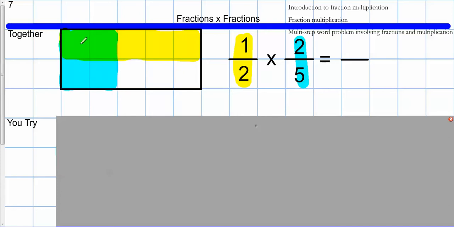So my answer is, how many green squares are there? There's 2. So that's my numerator. Okay, 2 is my numerator. And how many pieces are all together? 1, 2, 3, 4, 5, 6, 7, 8. There are 10 all together. And I can simplify that to be 1/5. So this is just a way of showing using boxes as opposed to just straight up multiplication. Okay, get the same answer. 1 times 2 is 2. 2 times 5 is 10. Okay. So give the video a pause, and then take a look at the You Try, and we'll see how you did.